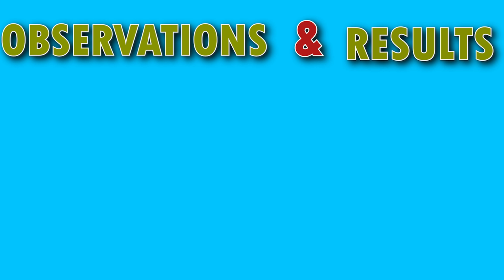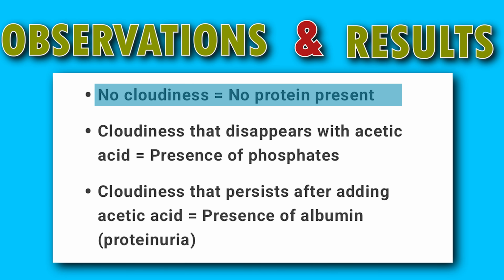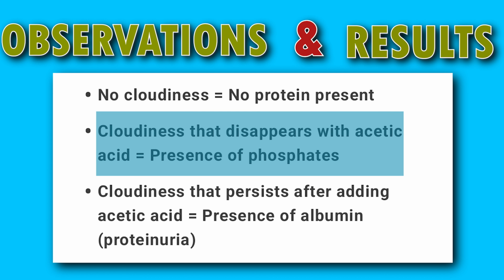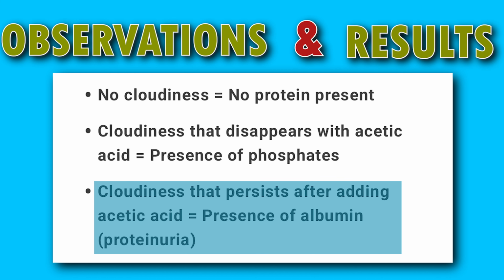Observation and result: no cloudiness means no protein present. Cloudiness that disappears with acetic acid means there is a presence of phosphate. If cloudiness persists after adding acetic acid, it indicates the presence of albumin, proteinuria.